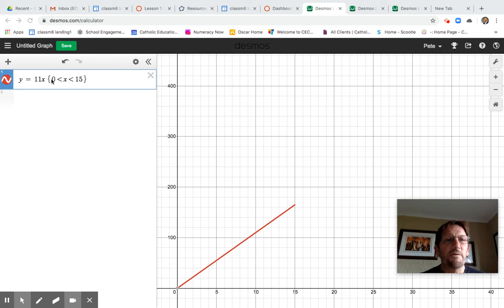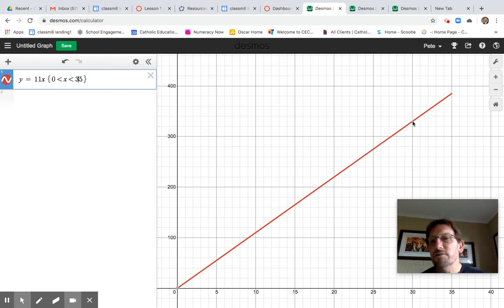But this is only going from x equals 0 to 15. If we want to go further, what if we work 30 hours? Well, maybe it's up here somewhere, so it's about $330, but we can work it out. We can change this and maybe make it 35. Now we can read it straight off the graph, and we can assume 11 times 30 is 330. 11 times 35 is 385. It just gives us that value. This is a relationship.